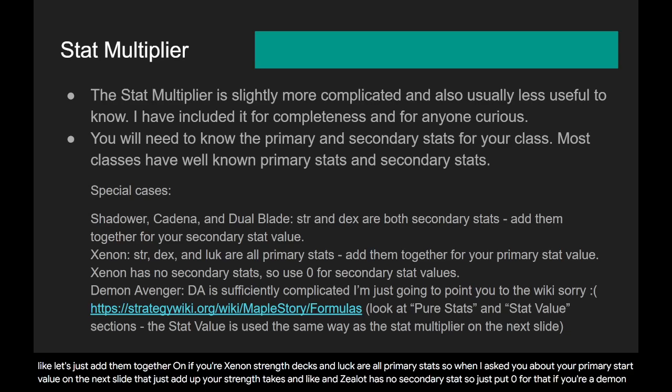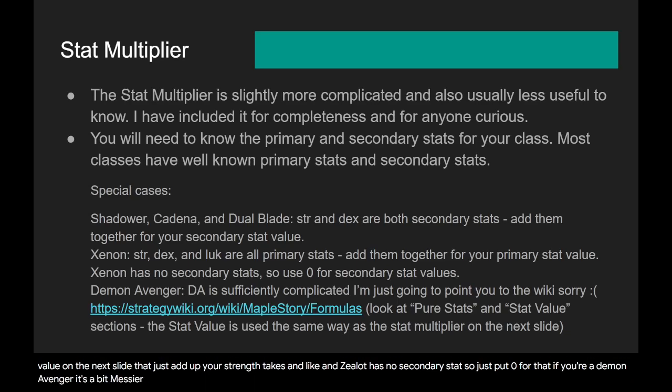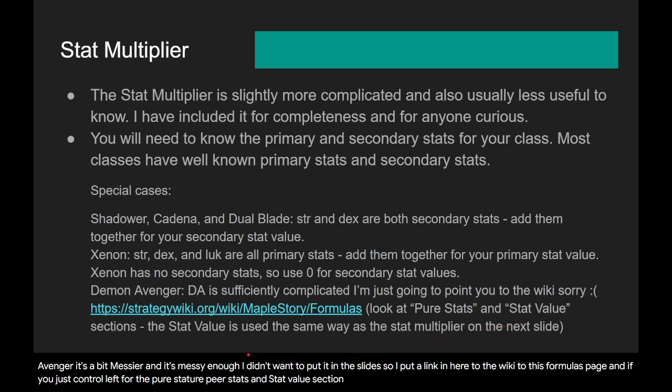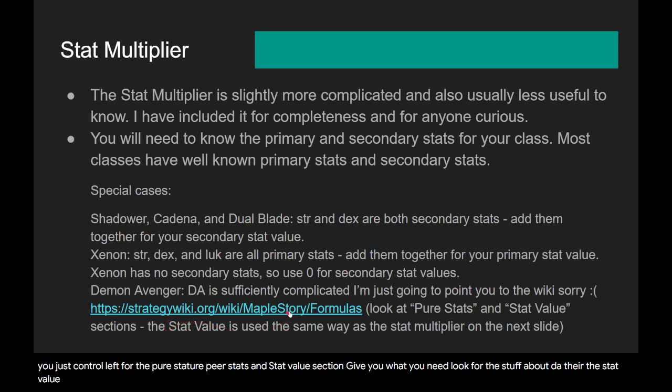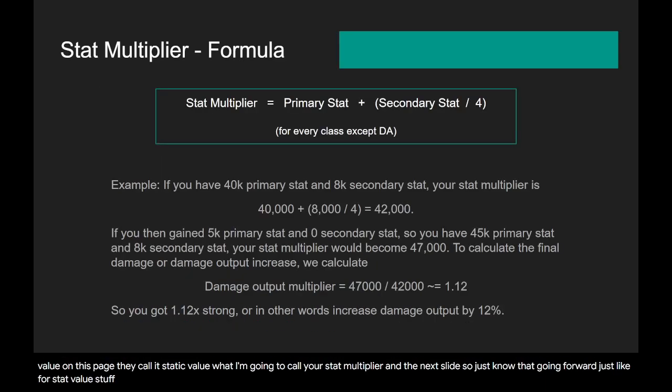If you're a Demon Avenger, it's a bit messier, and it's messy enough I didn't want to put it in the slides. So I put a link in here to the wiki, to this formulas page, and if you just Control F for the pure stats and stat value section, that'll give you what you need. Look for the stuff about DA there. The stat value on this page, they call it stat value, but I'm going to call it your stat multiplier on the next slide. So just know that going forward, just look for stat value stuff.